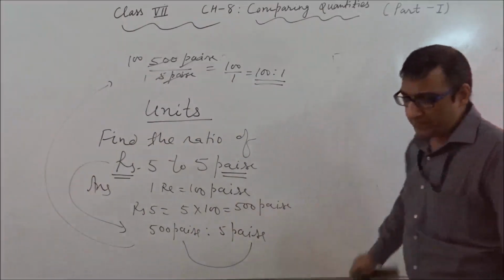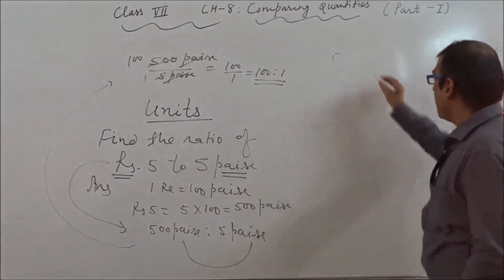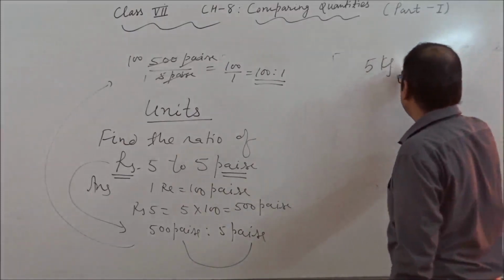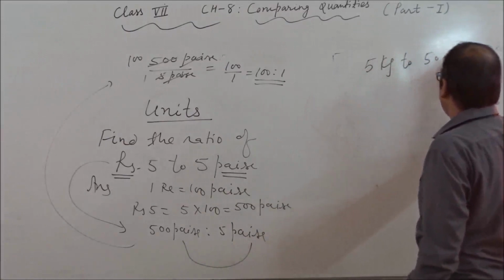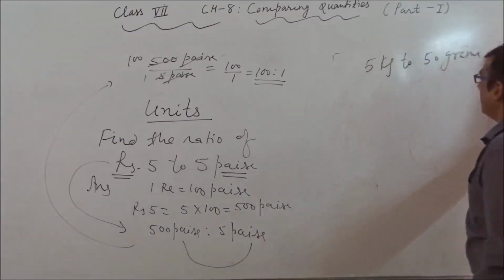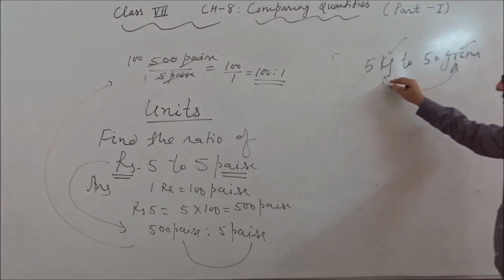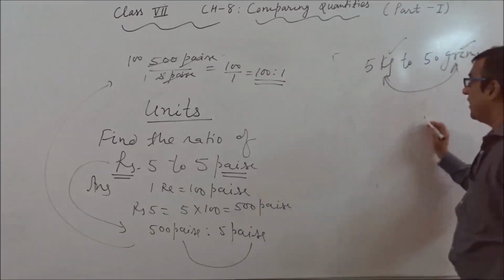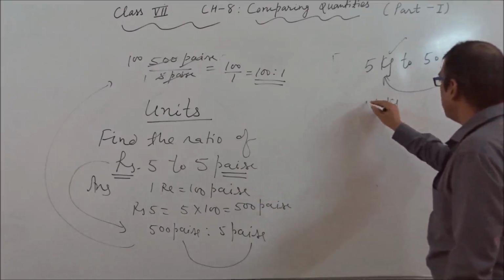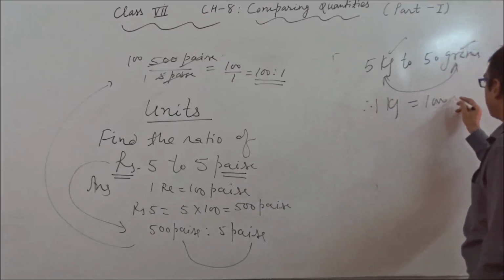So this time I am taking one more example. How can we compare 5 kg to 50 grams? What we will do here, this is kg and this is grams, both the units are different. So first we will convert them into the same units. As you know very well, 1 kg equals 1000 grams.